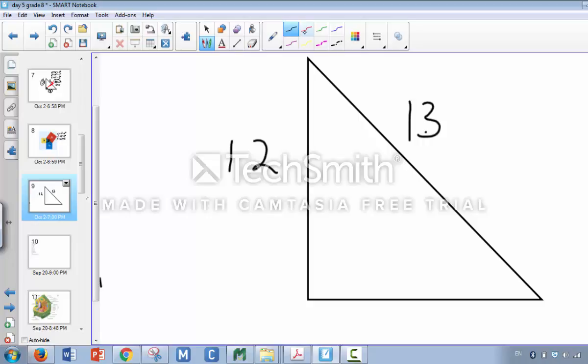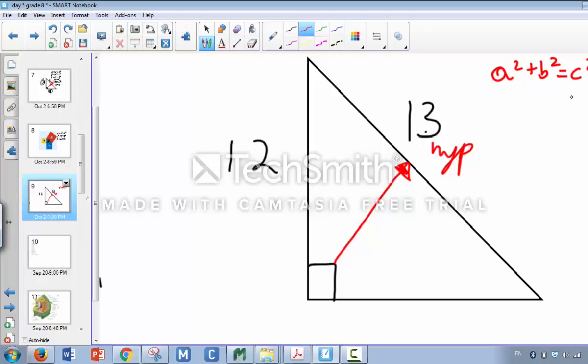So, on your 90-degree angle, go across from the 90-degree angle. That is your hypotenuse. And this is one of the sides. I always put in the hypotenuse first. A squared plus B squared equals C squared.